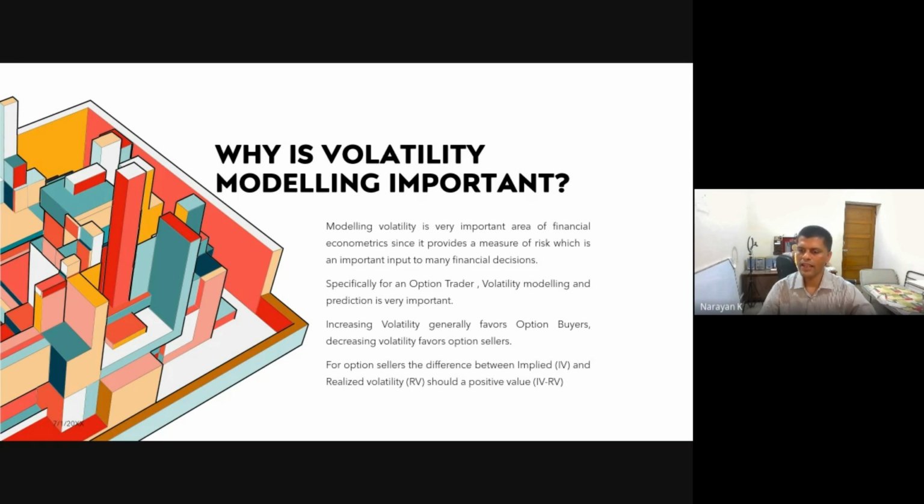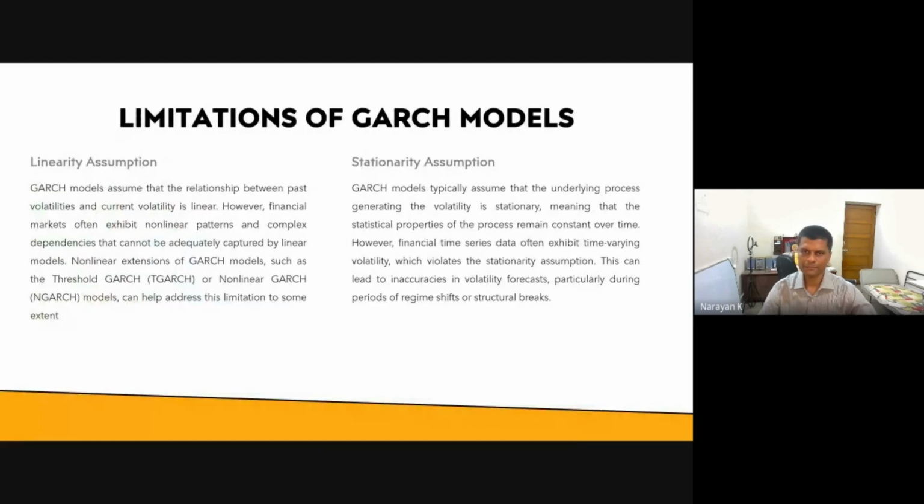So modeling or predicting volatility is a very important aspect in option trading, which has not been dealt with adequately, and the GARCH model addresses these problems to a large extent.